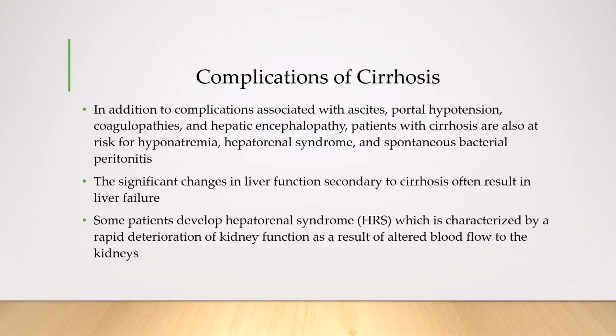So, some complications of cirrhosis. In addition to complications associated with ascites, portal hypertension, coagulopathies, and hepatic encephalopathy, patients with cirrhosis are also at risk for hyponatremia, hepatorenal syndrome, and spontaneous bacterial peritonitis. The significant changes in liver function secondary to cirrhosis often result in liver failure. Some patients may develop hepatorenal syndrome, which is characterized by a rapid deterioration of kidney function as a result of altered blood flow to the kidneys.